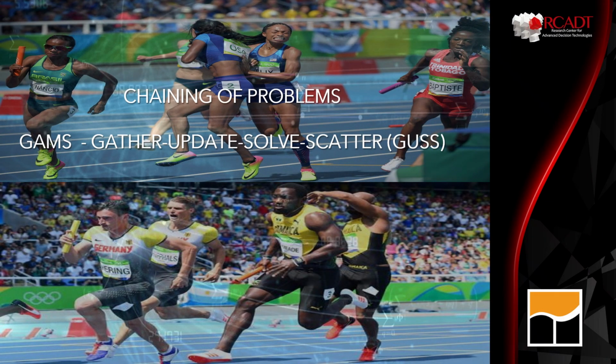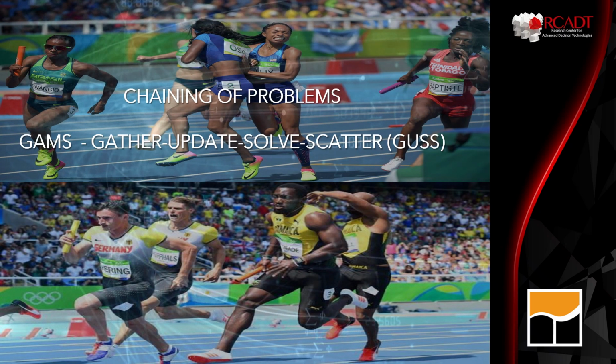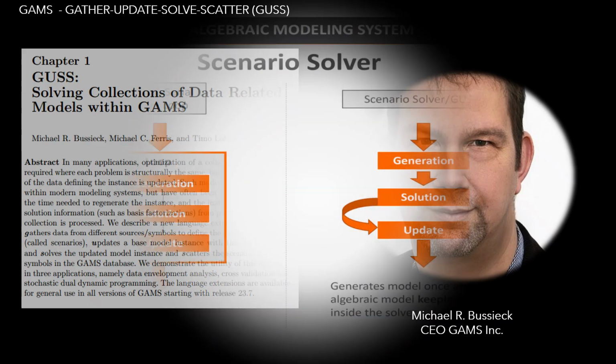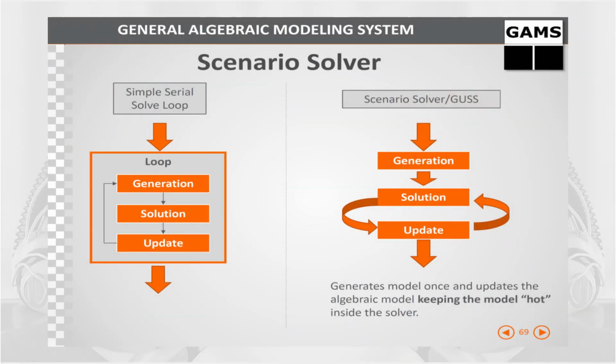GAMS, gather update solve scatter, GUSS. The article "GUSS: Solving Collections of Data Related Models within GAMS" is a good support for learning about GUSS. GUSS works on the concept of scenarios and generates the model only once and updates the algebraic model by keeping the model hot in memory.